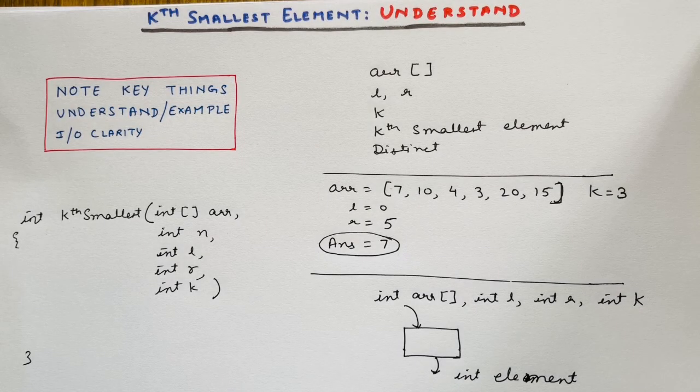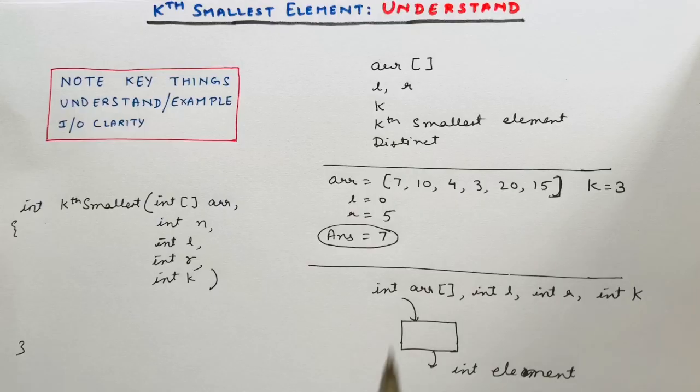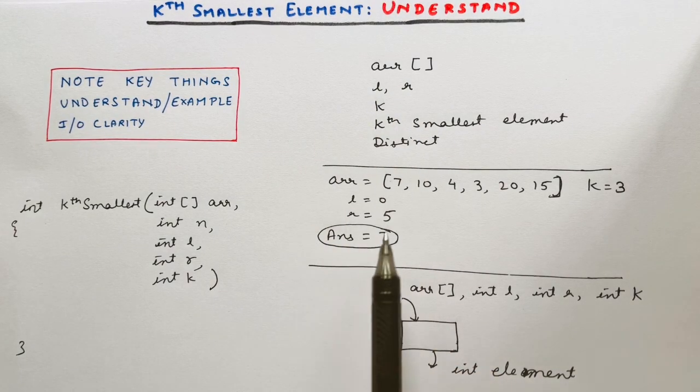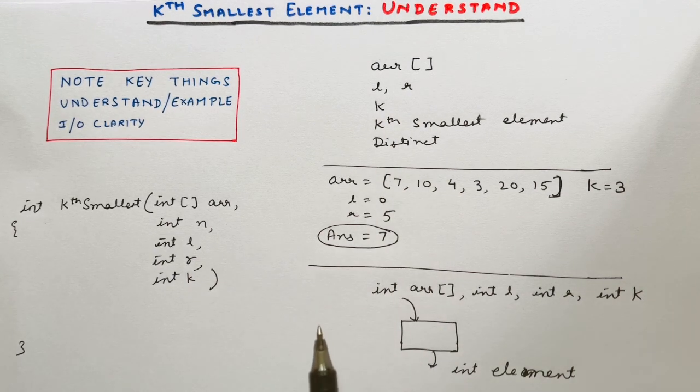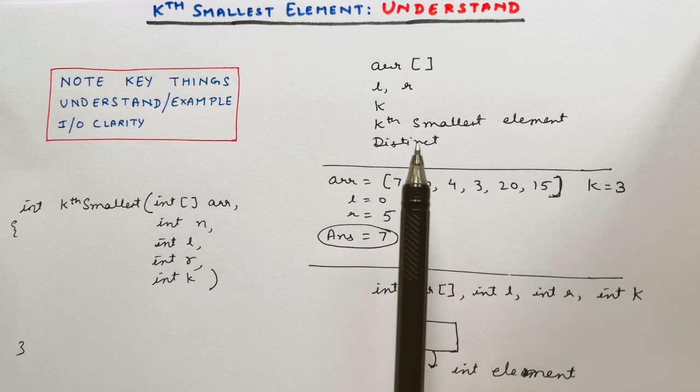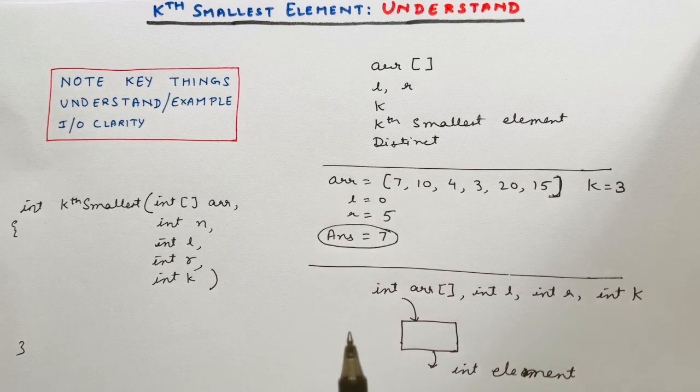To begin with, let us first note the key things provided in the question. We are given an array. We are given L and R, which denote the range in which we have to find the kth smallest element. We are given a k and we are asked the kth smallest element. We are also given that all the elements in the array are distinct.